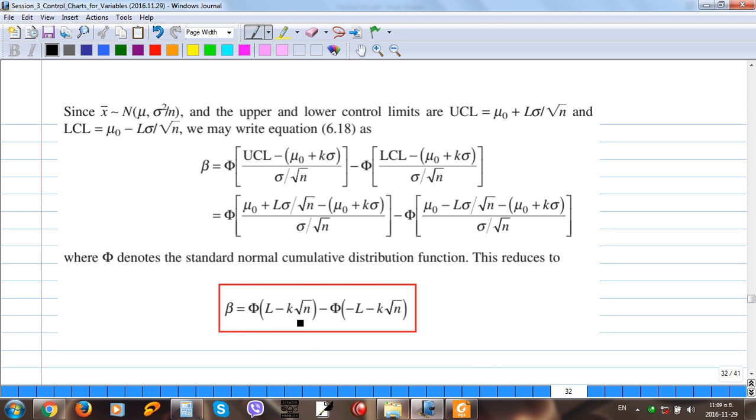So if you have to solve a problem related to the OC curve, that is included in your tutorial, you have to use this equation.